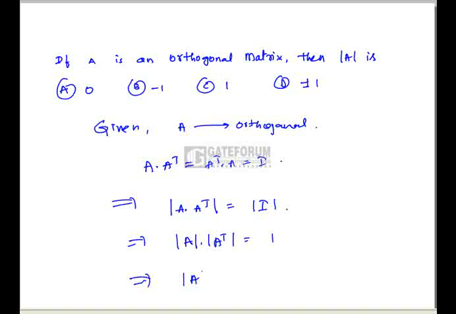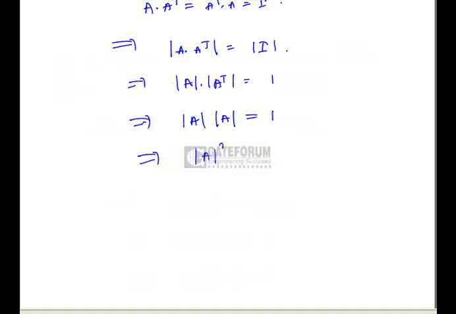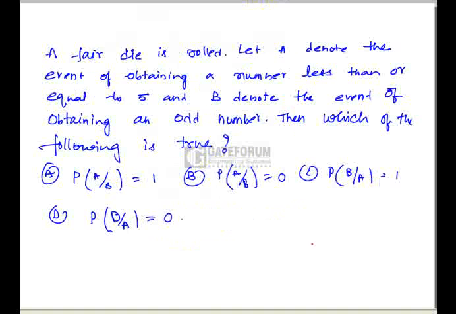Now also we know that determinant of A transpose and determinant of A are equal. So we can write this as determinant of A square equals 1. So the determinant of A will be plus or minus 1. That is option D.